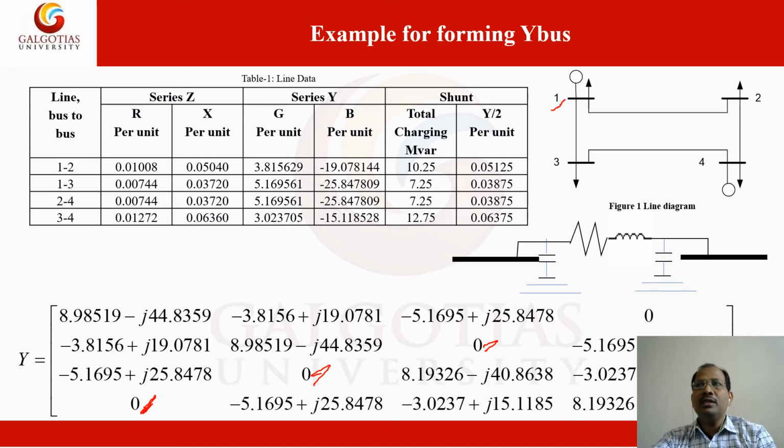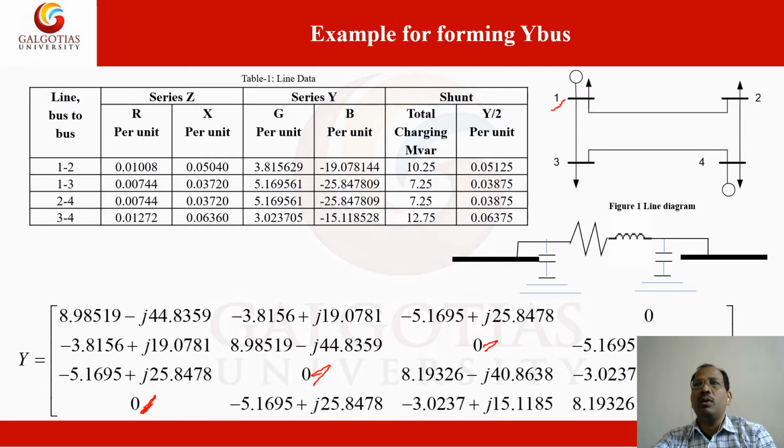1 to 4 is just the symmetry. As you know, the Y bus is symmetric, so these elements are the symmetry of this element. Whether we consider 1 to 4 or 4 to 1, we are talking about the same transmission line. This is the way we can find it out. Here we are just applying the Y-bus algorithm.